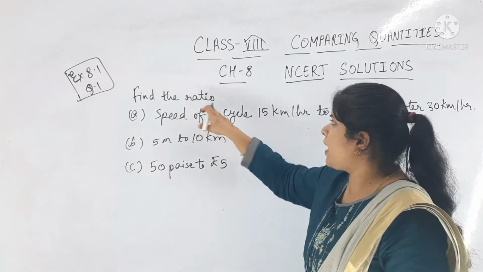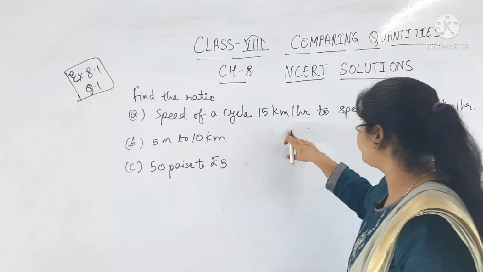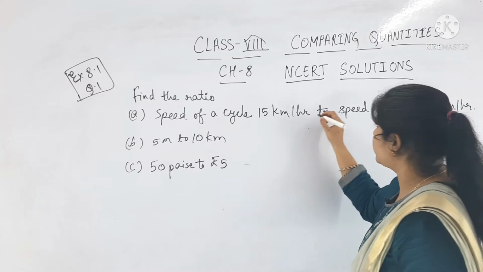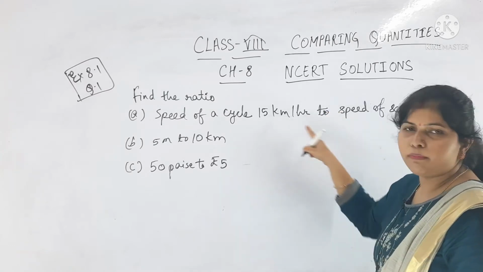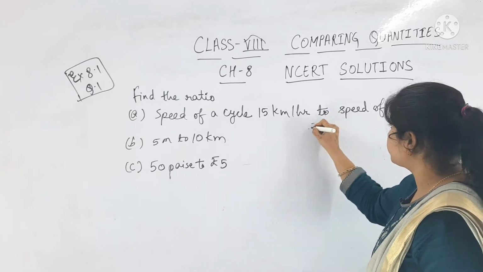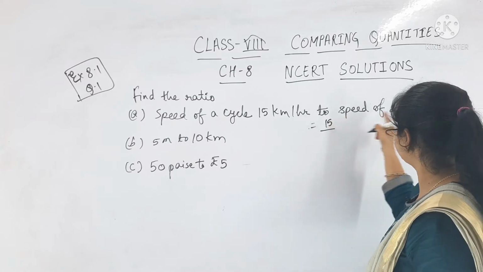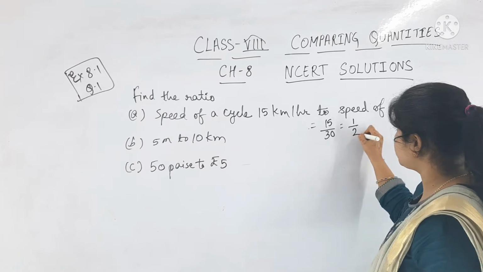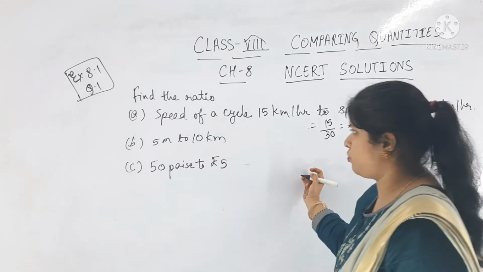So here, find the ratio of the speed of a cycle, 15 km per hour, to the speed of a scooter, 30 km per hour. Here it is given, the first number you should write in the numerator: 15 divided by the speed of the scooter, 30. So 15 ones are 15, 15 twos are 30, 1 by 2 is your ratio.